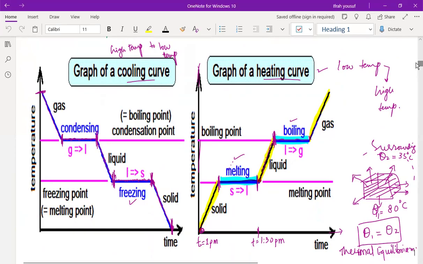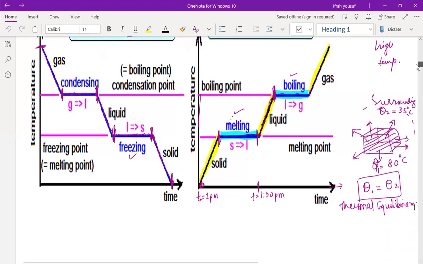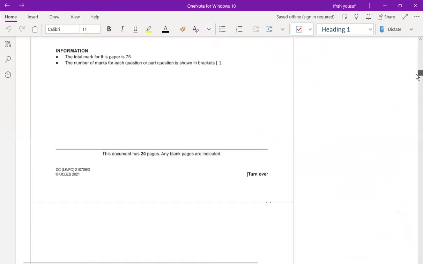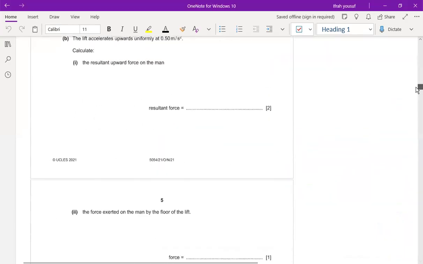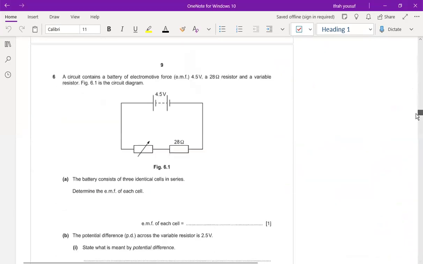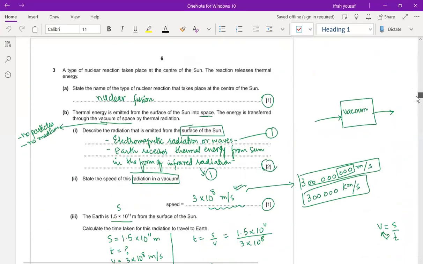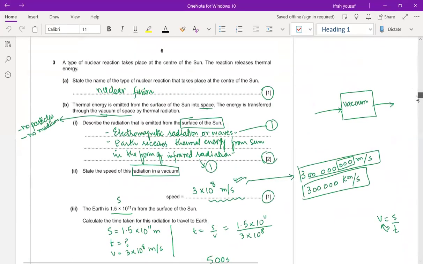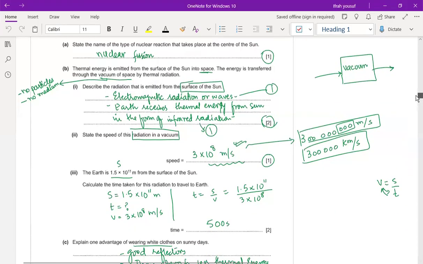Today we will be discussing the emission of infrared, ठीक है, with respect to the graph, ठीक है. So that can be part of the investigation. All right. Acha, we did one question from the past papers. That was this one: a type of nuclear reaction takes place at the center of the sun. The reaction releases thermal energy, right? So this was done in the previous classes as well.